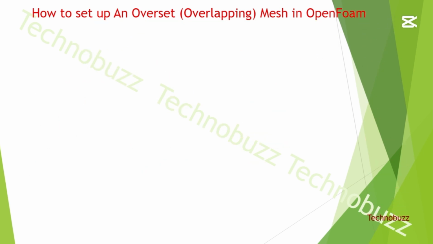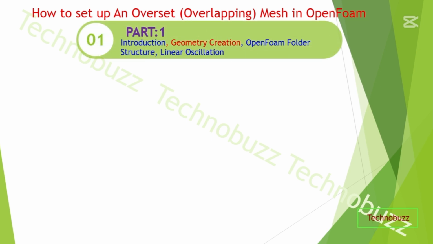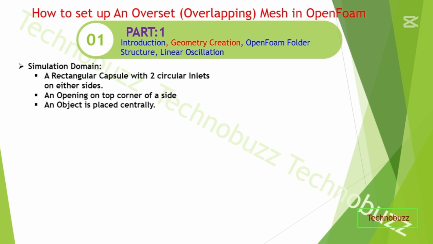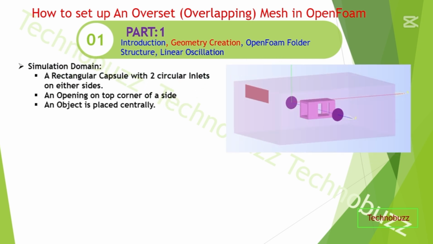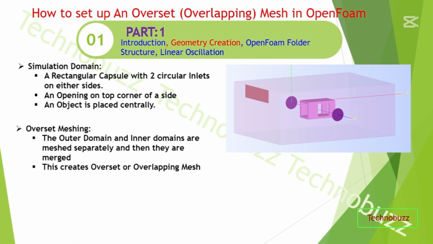Now let us see the simulation domain considered to demonstrate the overset meshing. A rectangular capsule with two circular inlets on either side is considered, with an opening on the top corner of a side. A closed manifold object is placed centrally within the capsule. As said, the overset mesh is created by merging the outer and inner grids, which are generated separately with individual refinements.